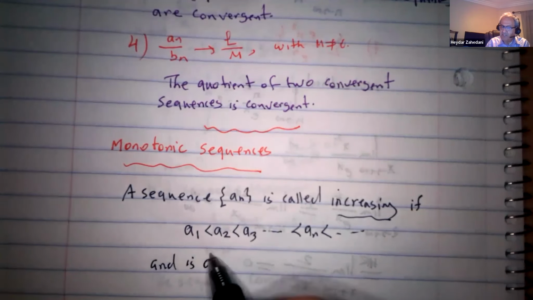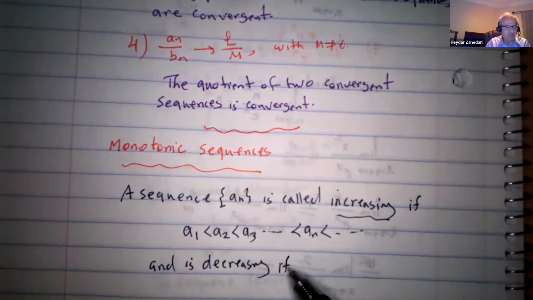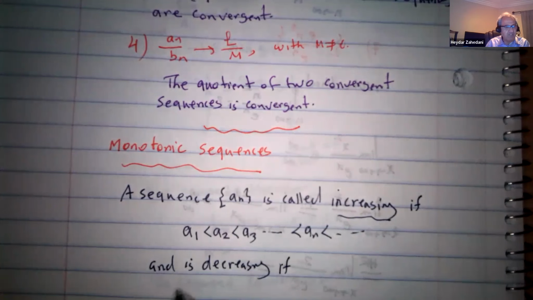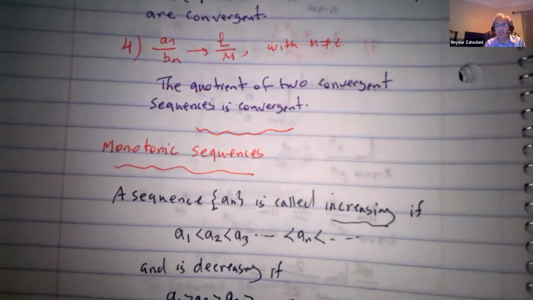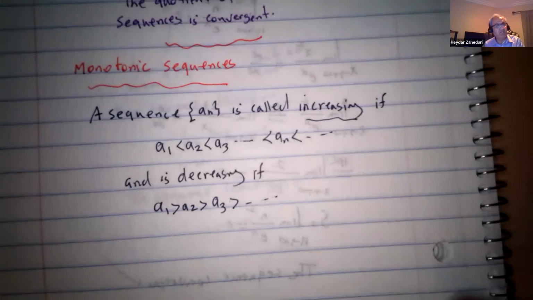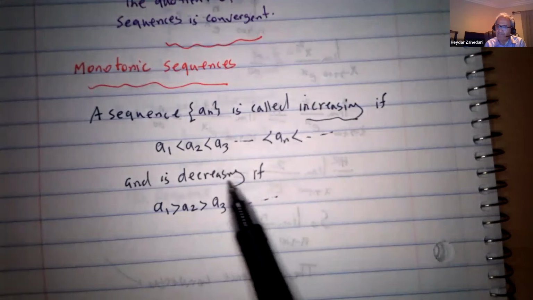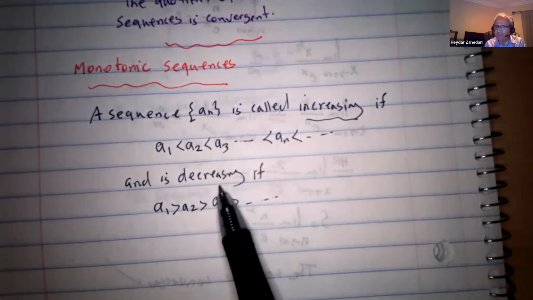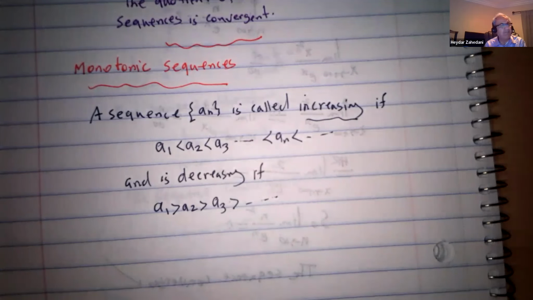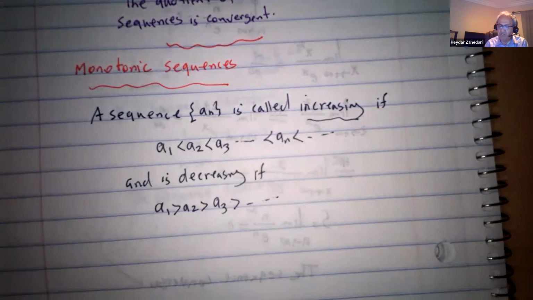And it is decreasing if it's the other way around. So the first term is bigger than the second term, and the first term is going to be bigger than every other term. Increasing means as you go on, the sequence gets bigger and bigger. Decreasing is the other way around. So it's going to be decreasing if this condition is satisfied. A sequence is going to be monotonic if one of these happens. Is it going to be increasing or decreasing?